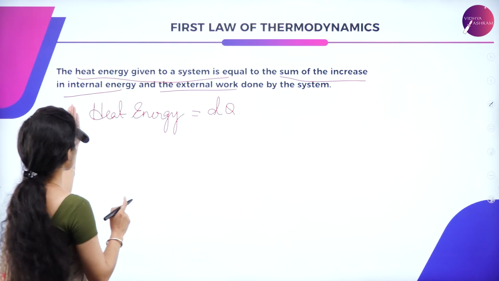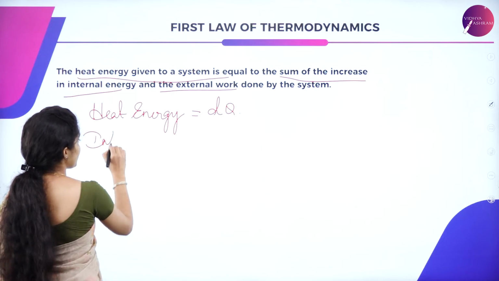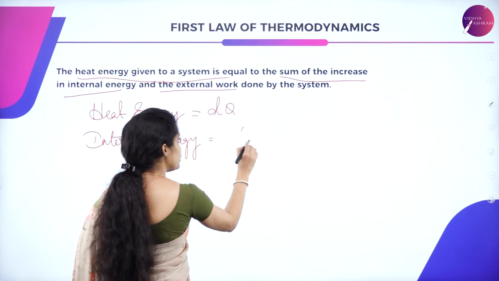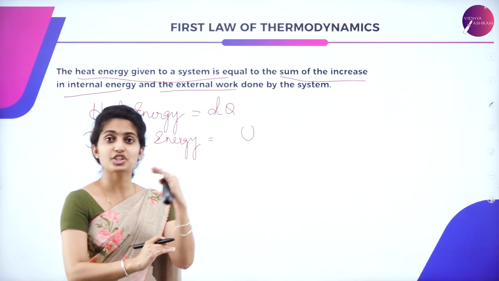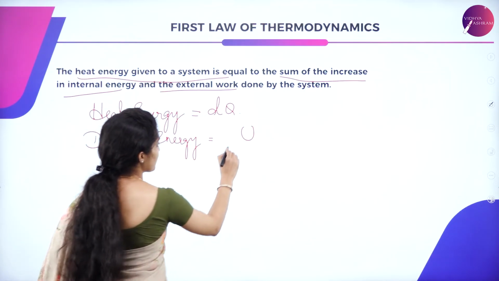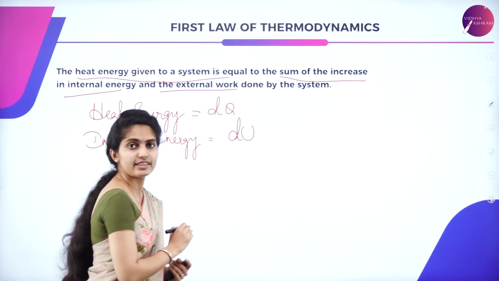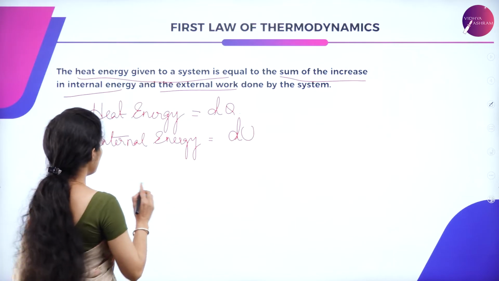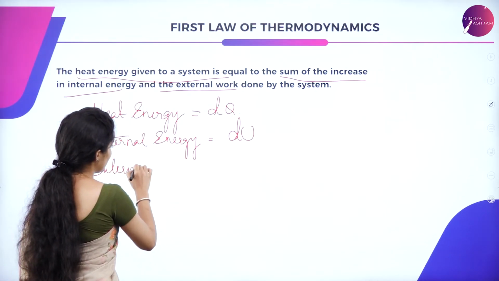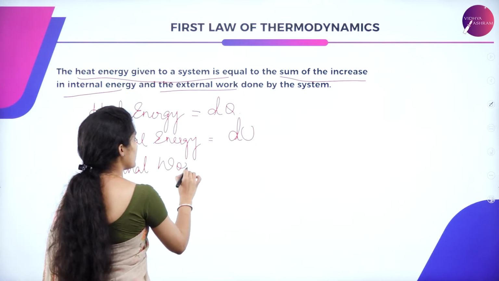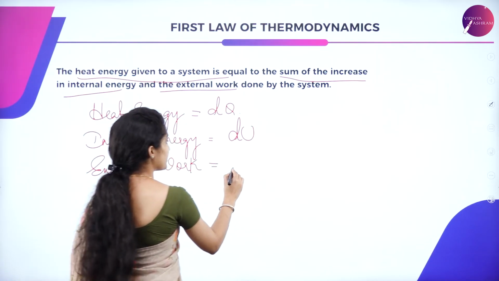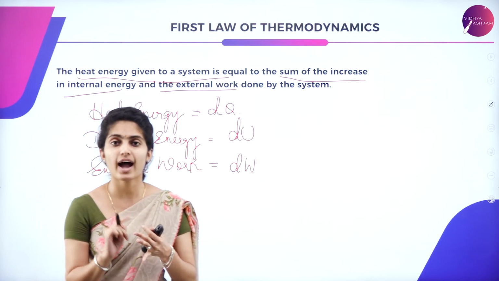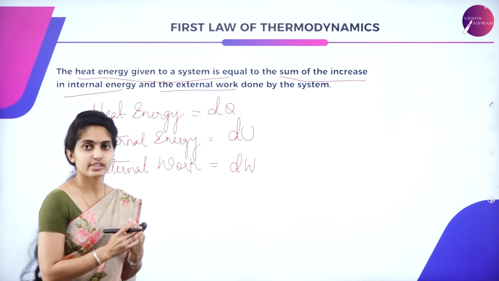Let us check the increase in internal energy. Internal energy is given by U. But there is an increase, that is the change which is taking place, given by dU. So the change in internal energy means it is increasing. And the external work done by the system. Internal energy is over. Now the external work can be written as dW. So we have dQ, dU and dW. These are the three concepts we are having.